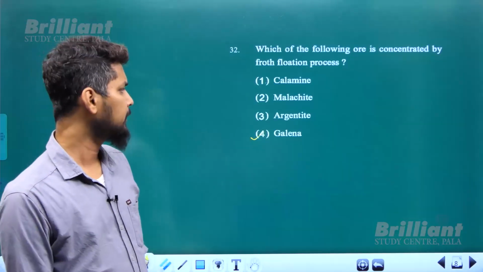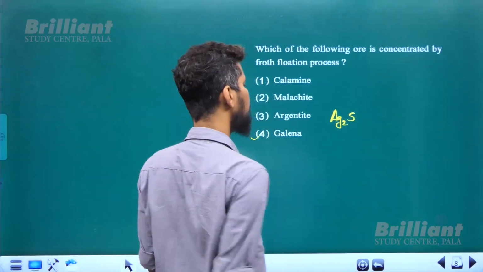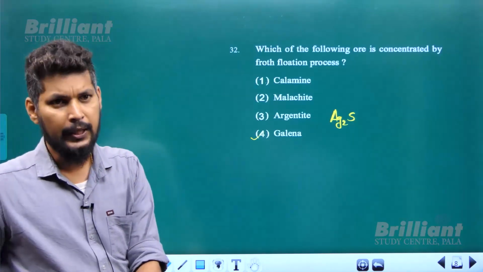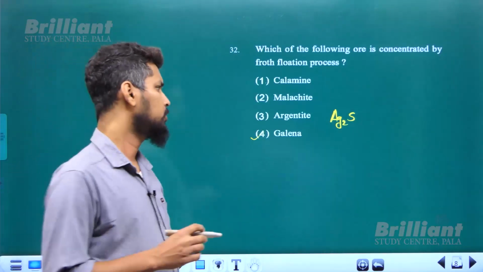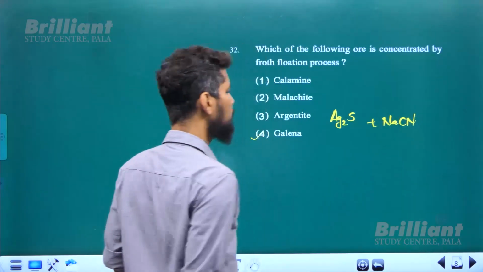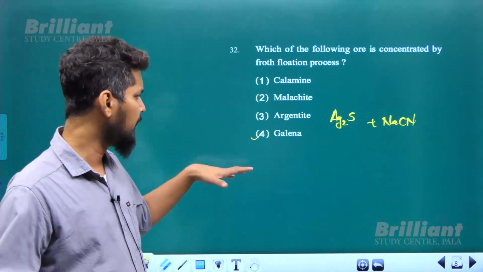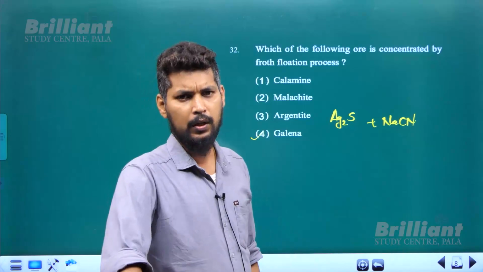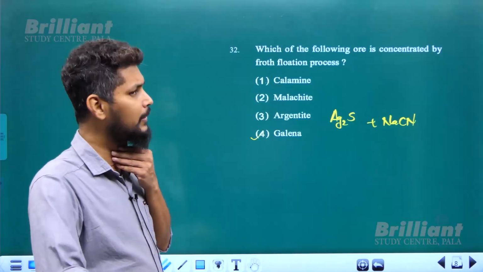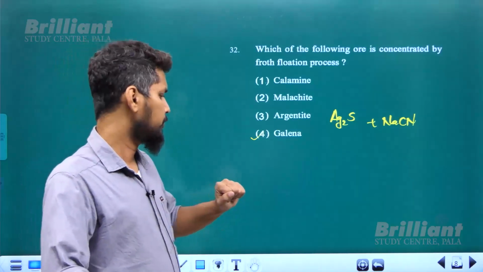Even though argentite is a sulfide ore, Ag2S, we know that silver is extracted from its sulfide ore by chemical leaching process by reacting it with sodium cyanide. So it is not actually purified by froth flotation technique. It is directly leached using sodium cyanide. So the correct answer is option 4, galena. Galena is lead sulfide, and lead sulfide is concentrated by froth flotation process.